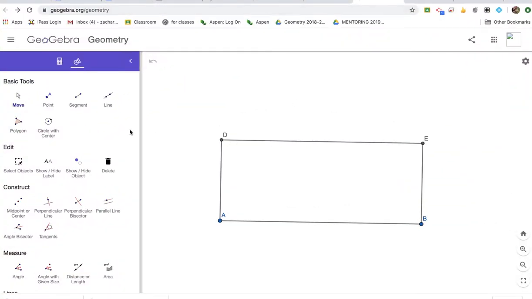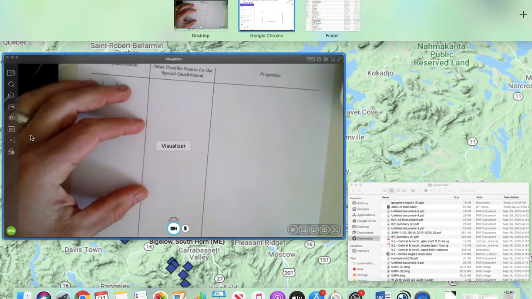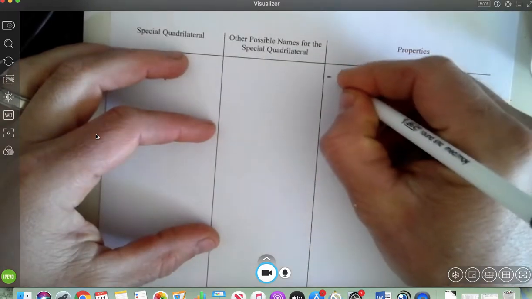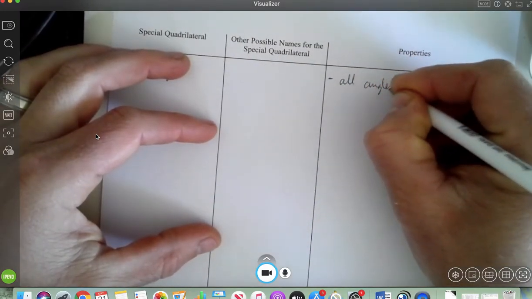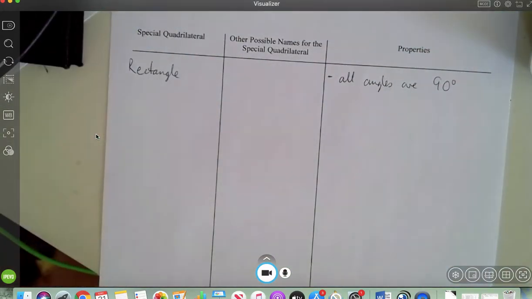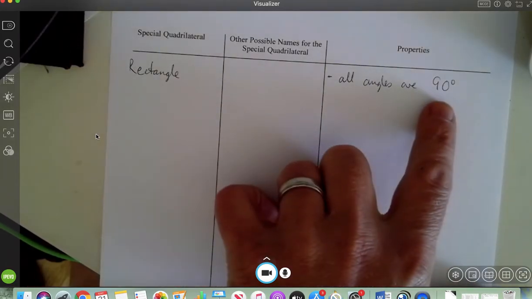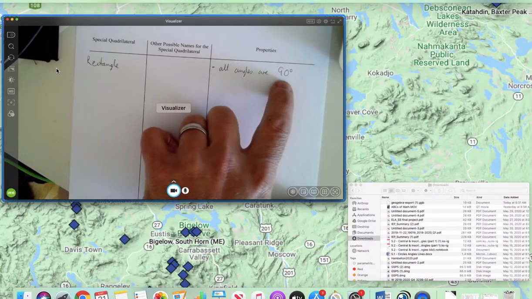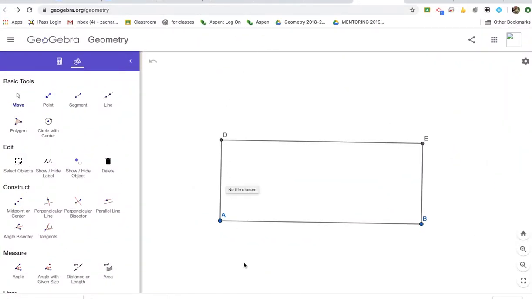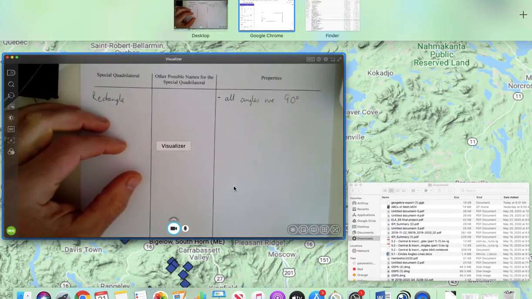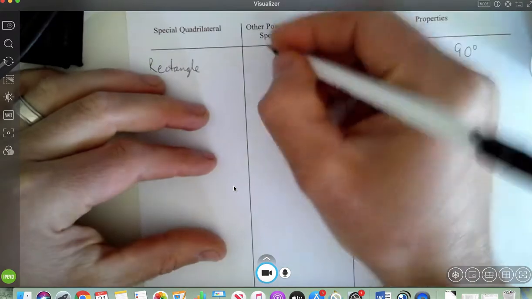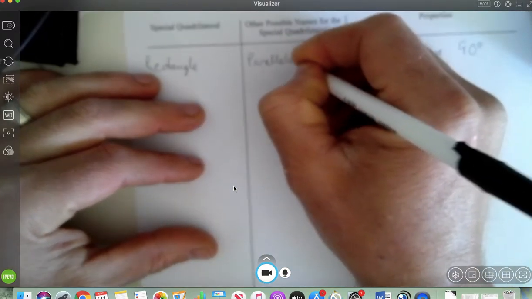Okay, so if we go to our rectangle here, one of the things we may or may not remember, the definition of a rectangle, is that there are all right angles. So we'll put that in there as our first property: all angles are 90 degrees. That's actually the definition of a rectangle. Because all angles are 90 degrees, since these two angles are 90 degrees, these two lines are parallel. Since these two are 90 degrees, these two lines are parallel. So a rectangle is also going to be a parallelogram. That's another name for this special quadrilateral.